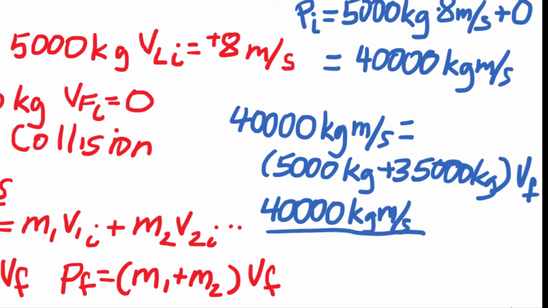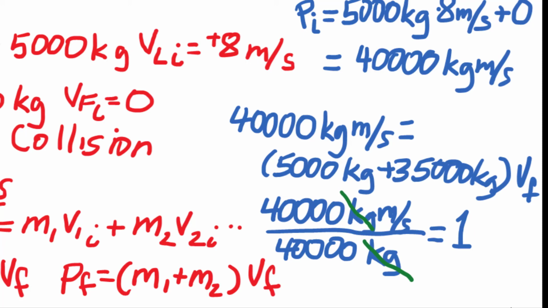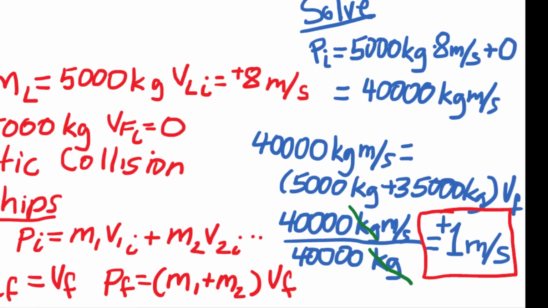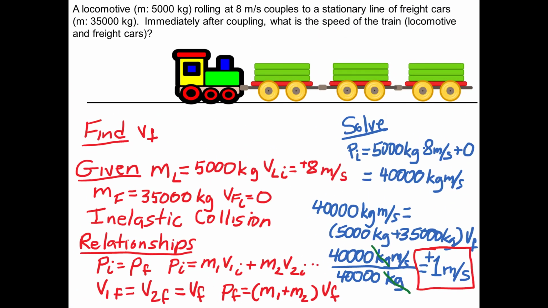Let's go ahead and we'll take our final momentum, that 40,000 kilogram meters per second. We'll divide it by the mass of the locomotive and the freight cars, 40,000 kilograms. So 40,000 divided by 40,000 is equal to 1. Let's figure out our units. We see that kilograms cancel, and we're left with a meter per second. Our final answer is plus 1 meters per second. That indicates that we're moving to the right. So for now, that's an inelastic collision, and that's physics.